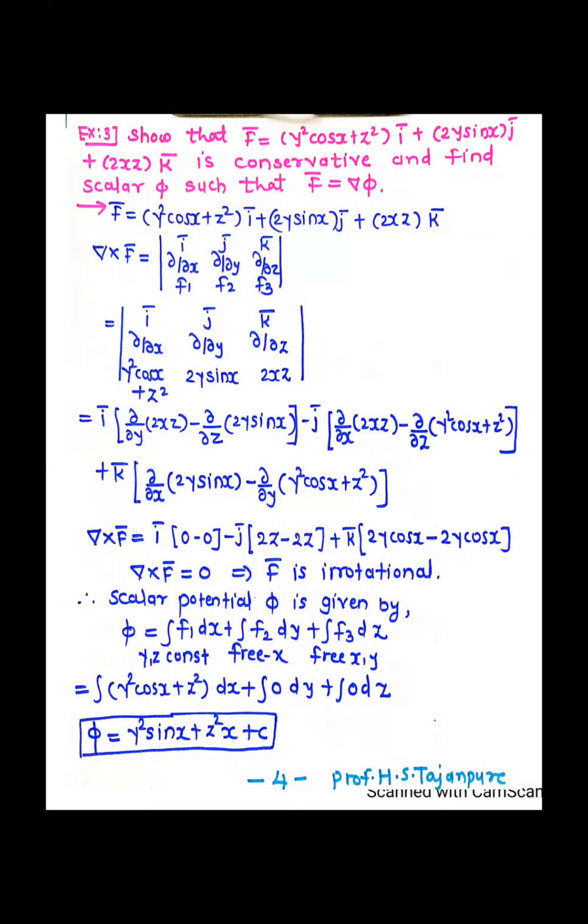So now, first of all, this is your f bar. We'll evaluate first the value of del cross f bar. Del cross f bar, that is the determinant with i, j, k, del by del x, del by del y, del by del z, then f1, f2, f3. Substitute here f1, f2 and f3. Just compare the given f bar with f1 i bar plus f2 j bar plus f3 k bar. I've just substituted the values.